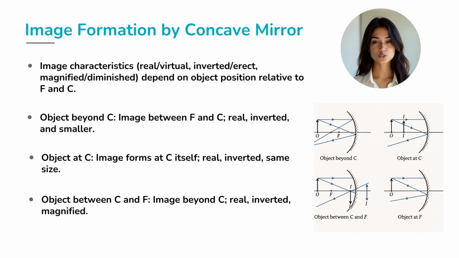Move the object between C and F, and the image shifts beyond C, becoming magnified and inverted. But if the object is between F and P, something magical happens, the rays diverge, and your brain traces them back behind the mirror. The image becomes virtual, erect, and magnified. That's why a shaving or makeup mirror, which is concave, makes your face look larger when you're close.